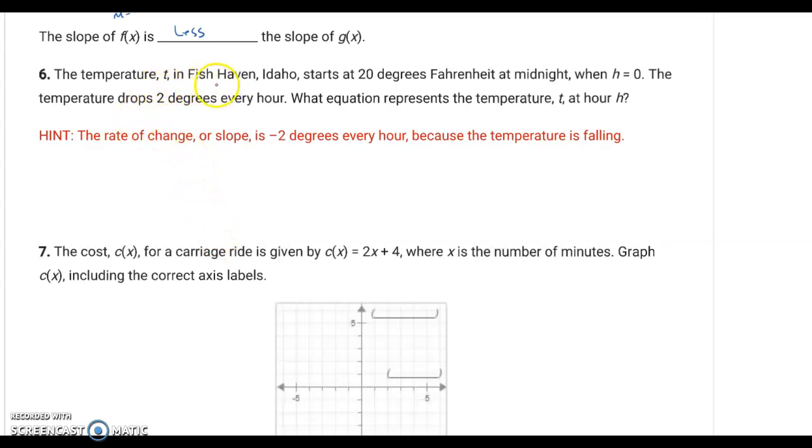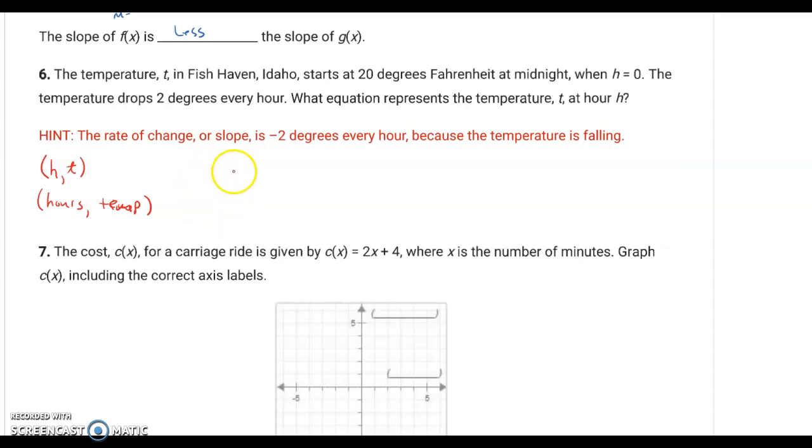So the temperature T in Fish Haven, Idaho starts at 20 degrees Fahrenheit at midnight when H is 0. Right away, our output is temperature, our input is H, which is the time, the hours. It says the temperature drops 2 degrees every hour. What equation represents the temperature T at hour H?